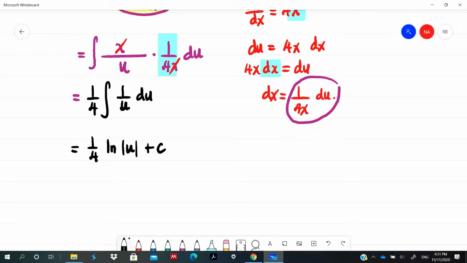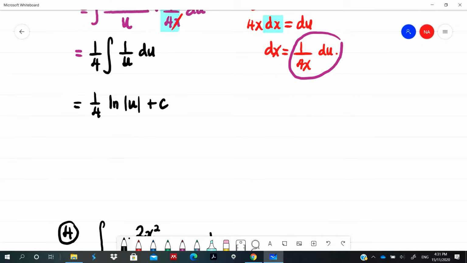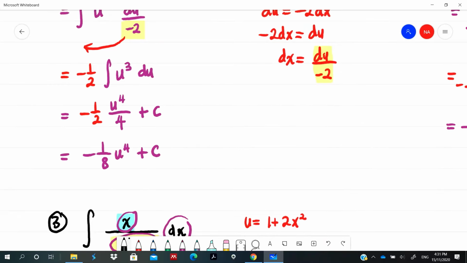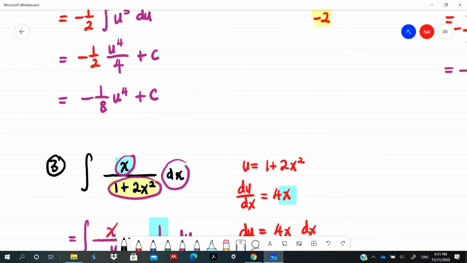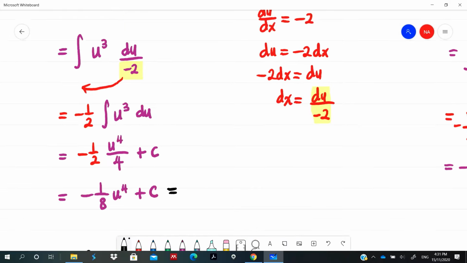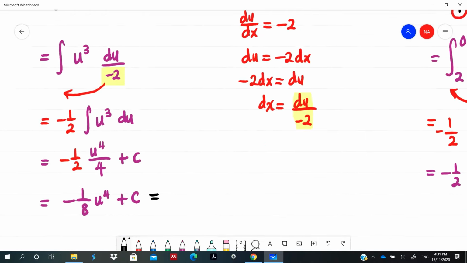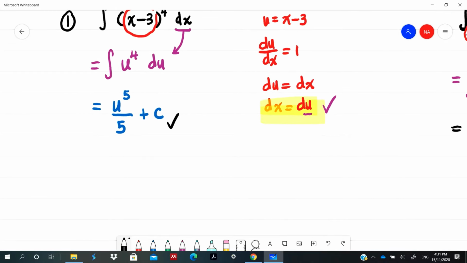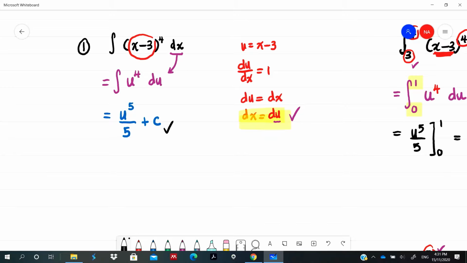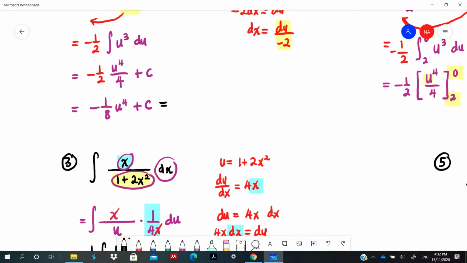You can have modulus or not, it's okay. We note that we finally have to write the function in terms of x. I forgot to rewrite this in terms of x. For question number 2 just now, the same goes for number 1. You already got u as the final answer, but of course you have to write it back as x minus 3 to the power of 5 over 5 plus c. You have to rewrite it in terms of x. So this one also goes the same, right?